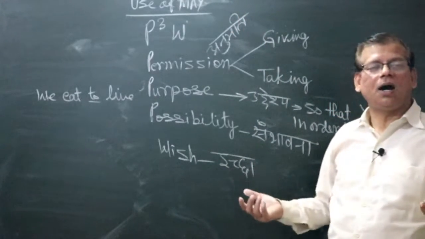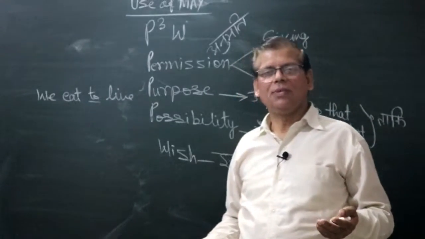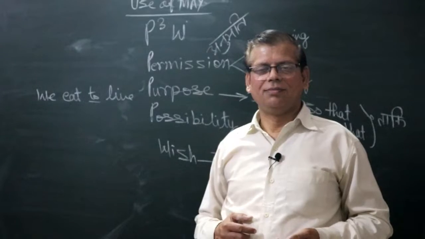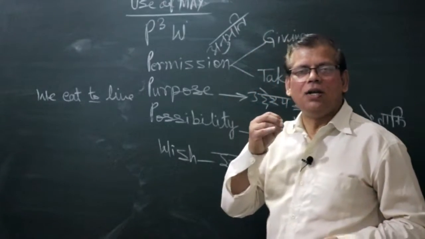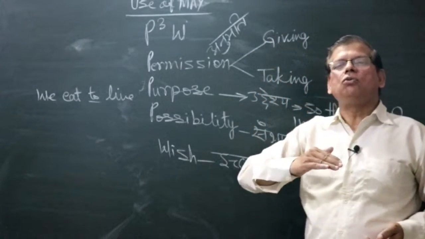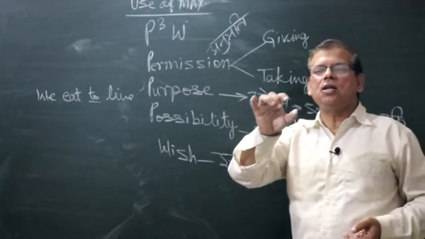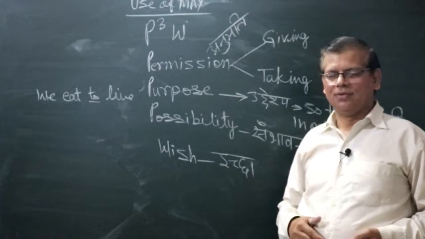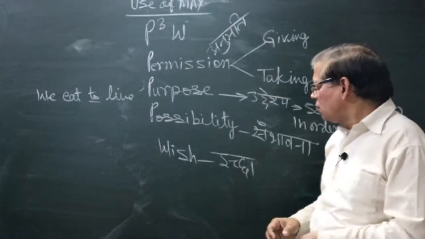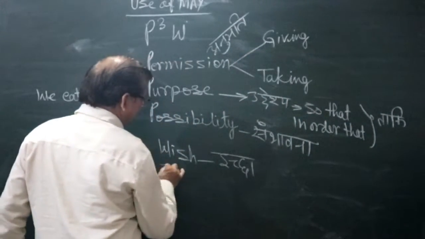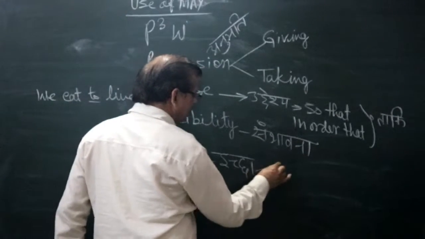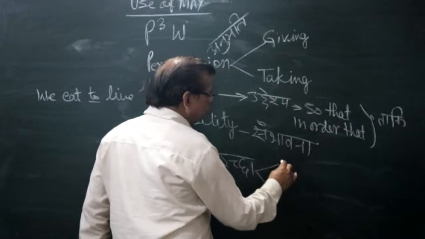Wish, ichha, desire. The fulfillment of one desire gives birth to another desire. In this way, the cycle of desires goes unending. This wish is of two types. Negative wish is called blessing.